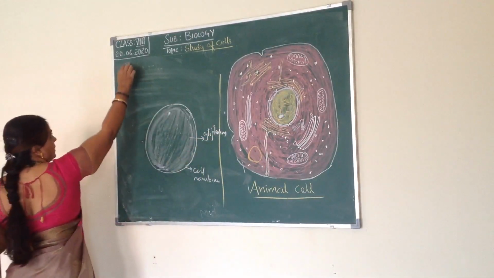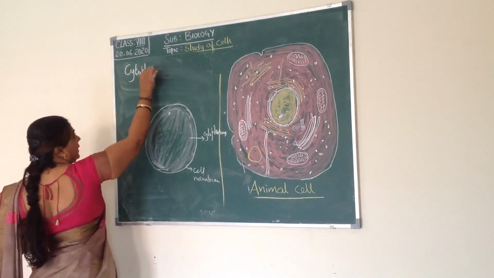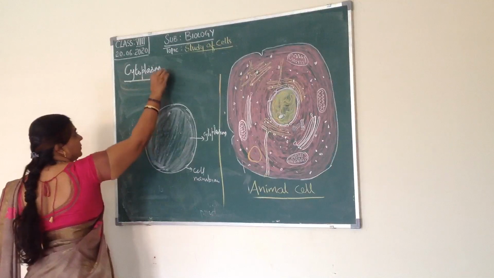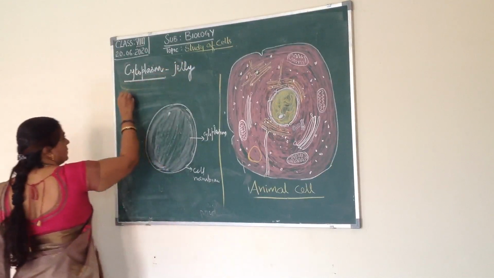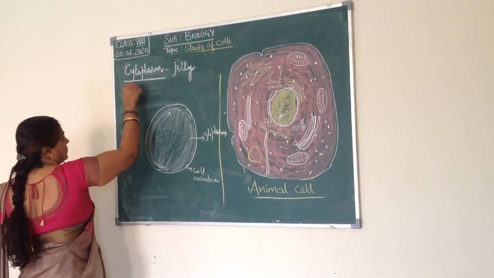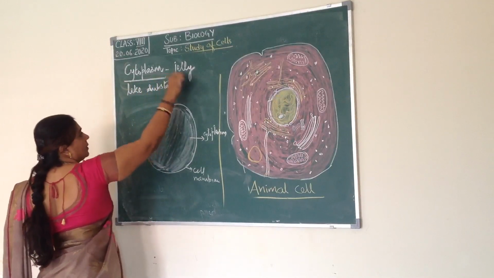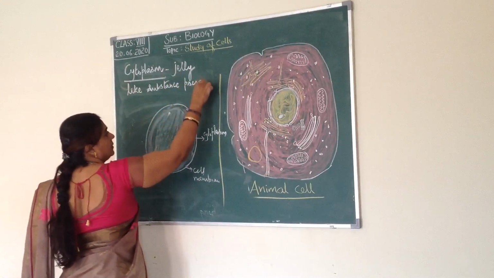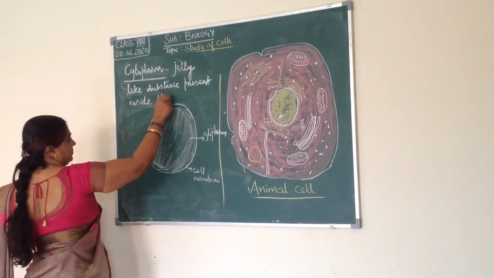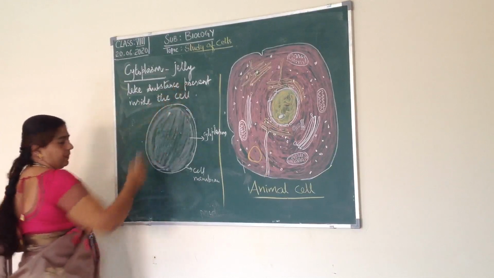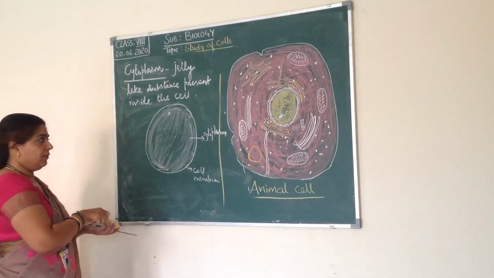So what is cytoplasm? It is a jelly-like substance. It's a fluid-like substance, a jelly-like substance present inside the cell. Right? So what is this cytoplasm made up of?